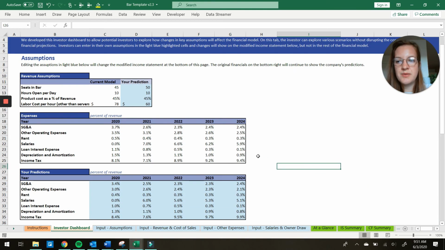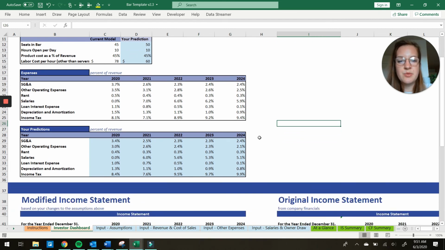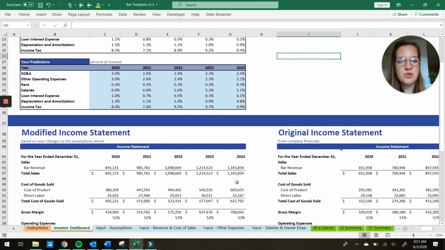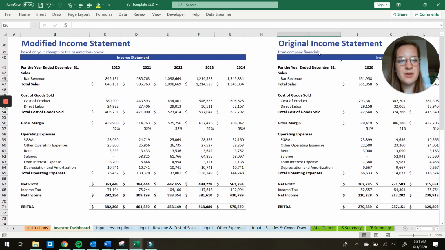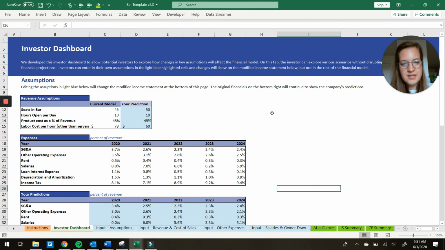So once they change some of the assumptions, like the number of seats in the bar, hours open per day, some of your product costs and labor costs, as well as your other expenses. Once they change those or you change those, you can come down and see the original income statement and your modified income statement. So that is a brief overview of our bar template.